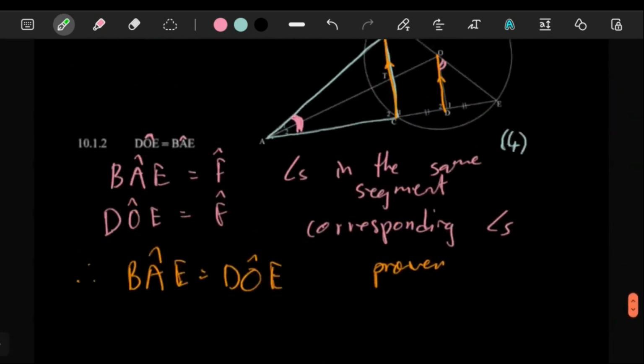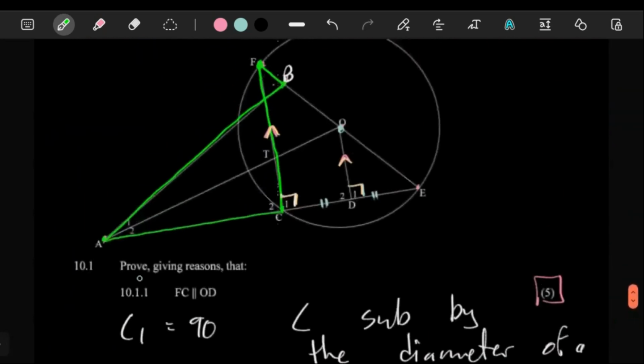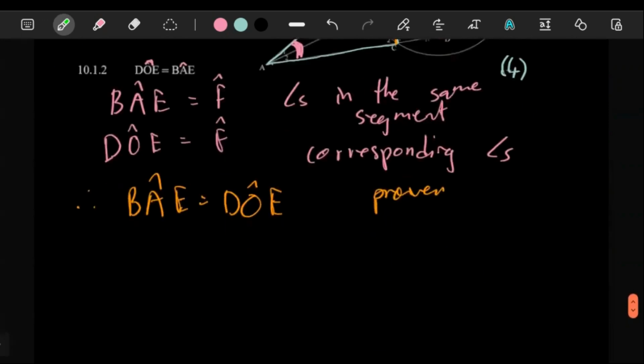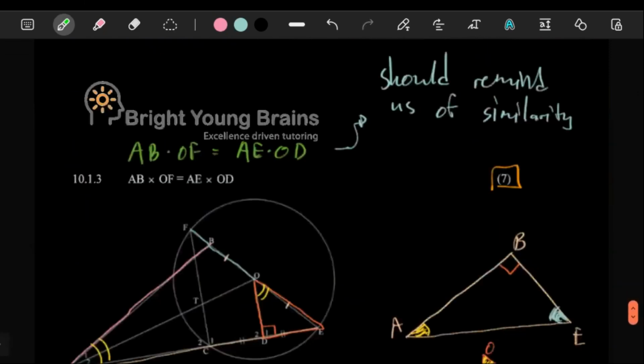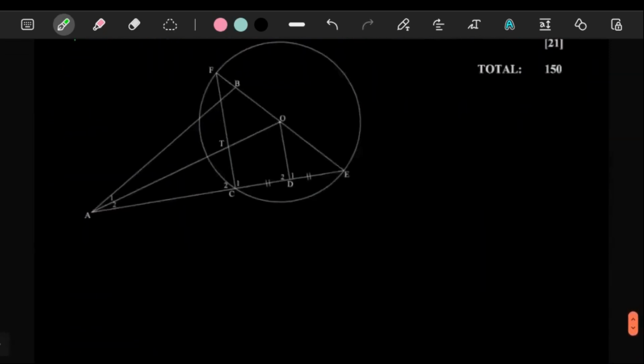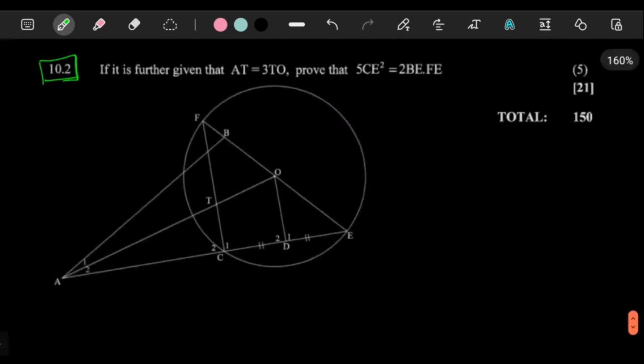Because normally if you have something like 10.1.1, 10.1.2 and 10.1.3, they're trying to tell you that they have a link. But the moment it's a new question, you might as well tell yourself, okay, it's a brand new question for 5 marks here. Cool. So they say, given that AT is equal to 3TO. So where is AT now? AT is this line. Interesting. Is equal to 3TO.